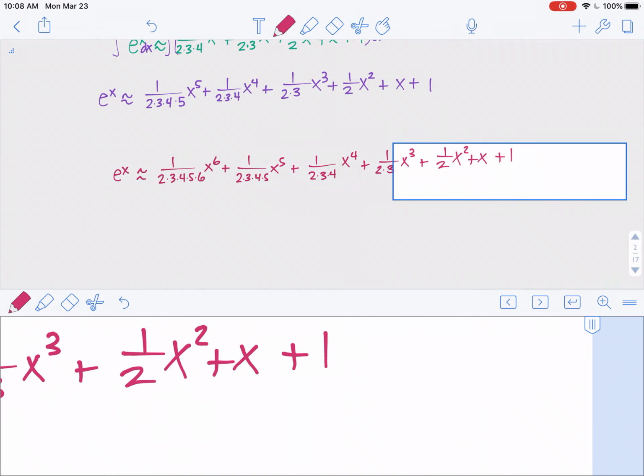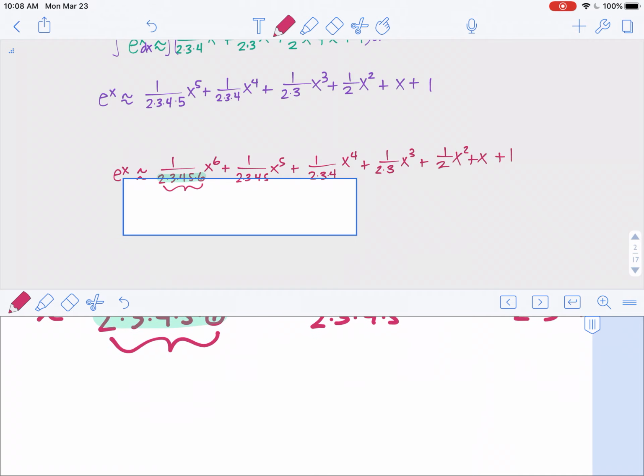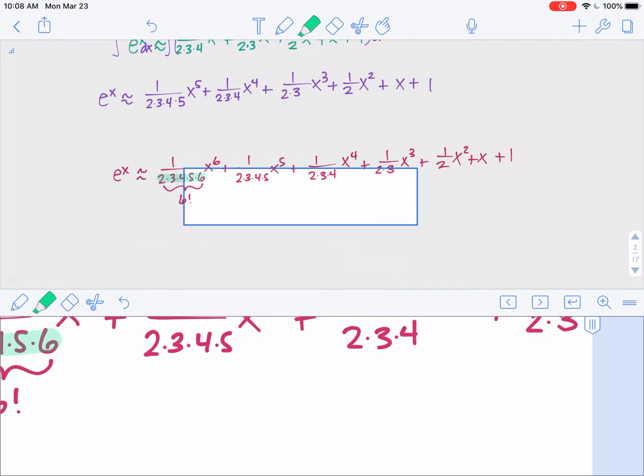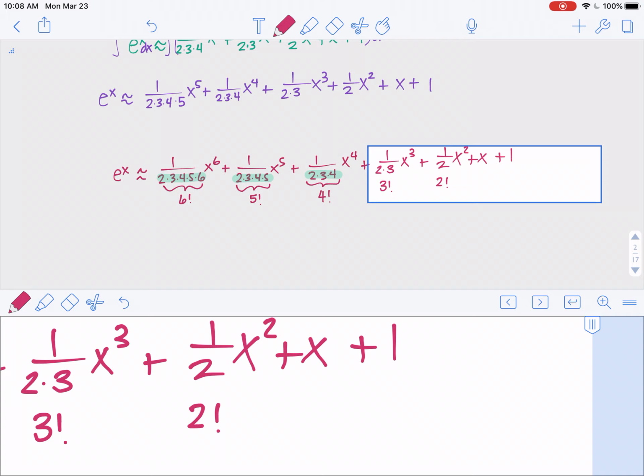And so my question is, what pattern are we seeing? Okay, well, let's take a look at this. What is 2 times 3 times 4 times 5 times 6? I could multiply it out, or instead, I can represent it as 6 factorial, right? What is 2 times 3 times 4 times 5? Well, that is 5 factorial. 2 times 3 times 4, 4 factorial. This one's 3 factorial. This is 2 factorial. And technically, this is being divided by 1 factorial, right? Because 1 factorial is just 1. And even this one, 0 factorial, because 0 factorial is still 1.